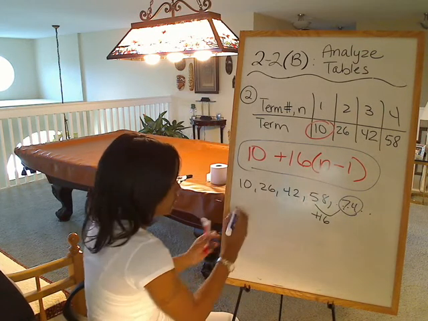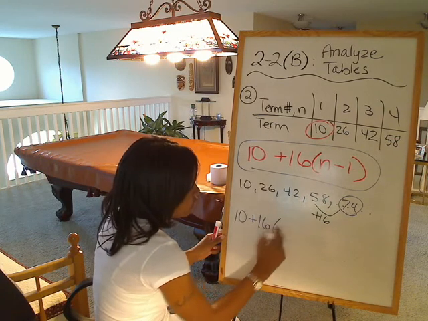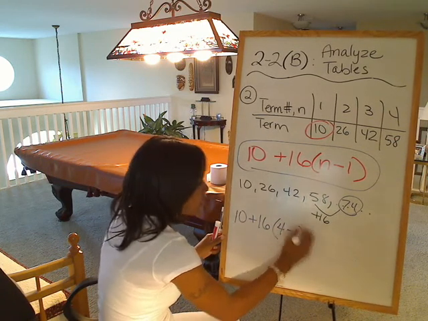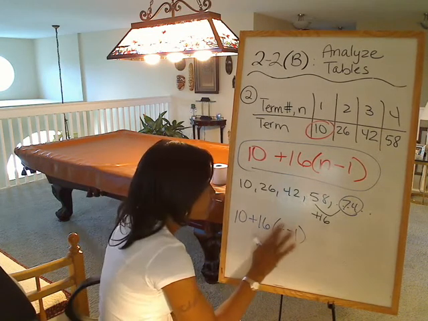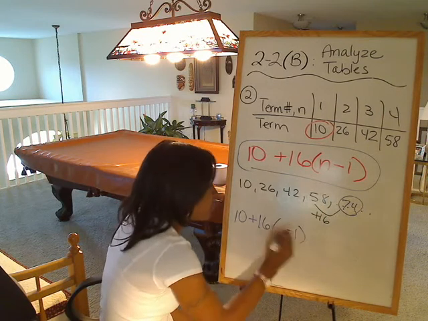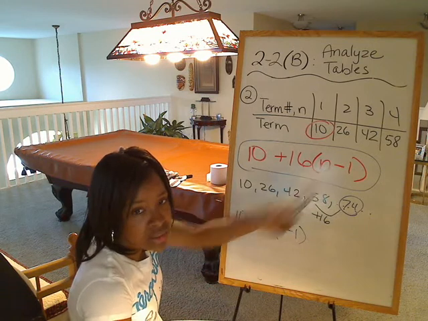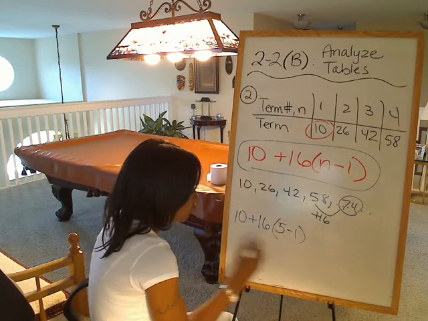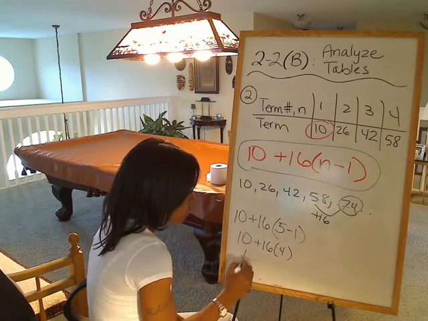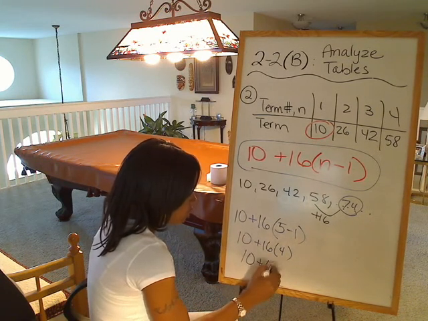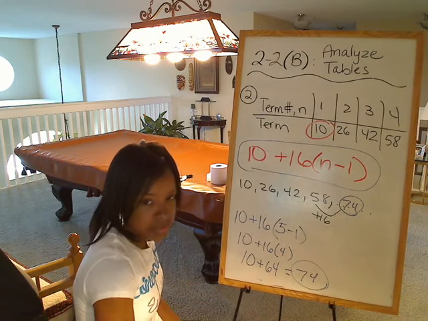Let's double check it. 10 plus 16 times, we're looking for the 5th term. 1, 2, 3, 4, 5. We're looking for the 5th term, so we put a 5 where this n is. 5 minus 1 is 4, so you get 10 plus 16 times 4. 16 times 4 is 64. So 10 plus 64 equals 74. So see, you get the number.